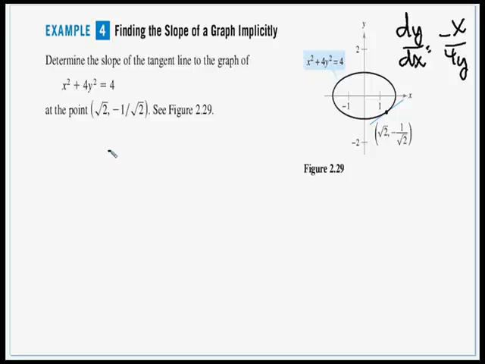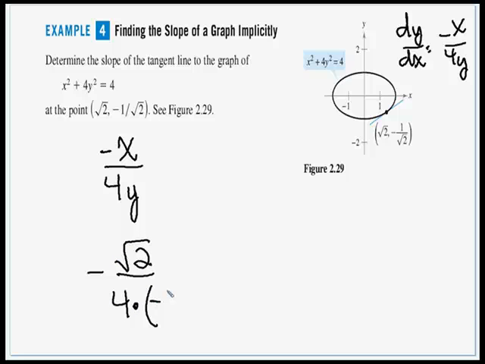So again, our derivative was negative x over 4y. And we want to find the slope at this point. So for the x, we're going to plug in the square root of 2. And then we're going to have 4 times negative 1 over square root of 2. And let's see here, the negatives are going to cancel out. We could sort of factor that out. That will become a positive.